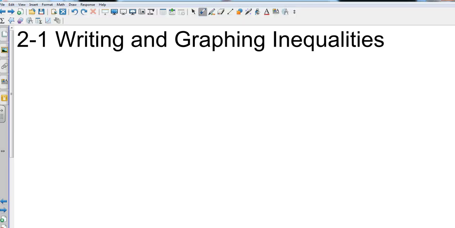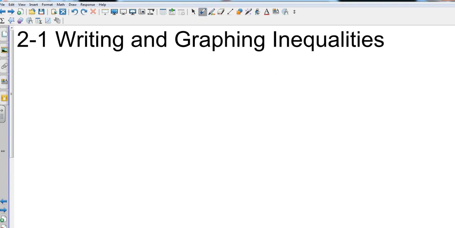Okay, Algebra 1, Chapter 2. This is the beginning of a new unit. We're looking at inequalities in this unit, and so we're going to be doing equations, but this time we may not necessarily have equal to. We might possibly have greater than or less than. And so first we have to understand how to write specific inequalities.